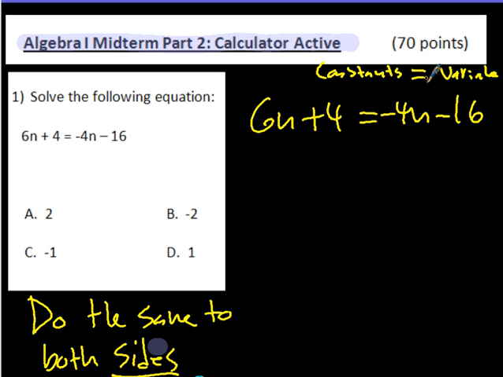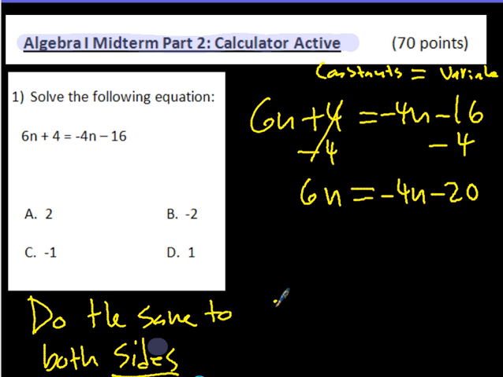Okay, so I'm going to subtract 4 from both sides. 4 minus 4 is 0. That's why I subtracted 4. I'm left with 6n on the left equals, so I still have my negative 4n on the right. Negative 16 minus 4 is minus 20.